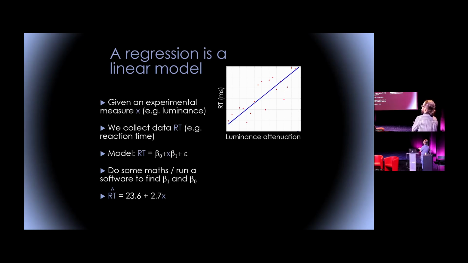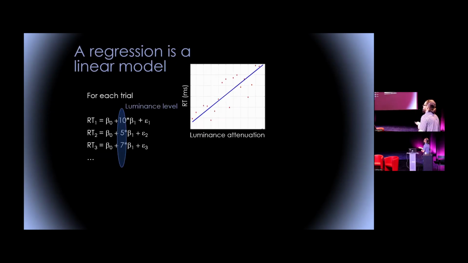So our experimental measure is X here, luminance. We collect data, reaction time, and our model is just a regression. So it's beta 0, the intercept, plus the slope times our measure. We do some math, and then we get, for example, reaction time estimates 23.6 plus 2.7x. We get this line. Okay, standard regression. Can't do it simpler.